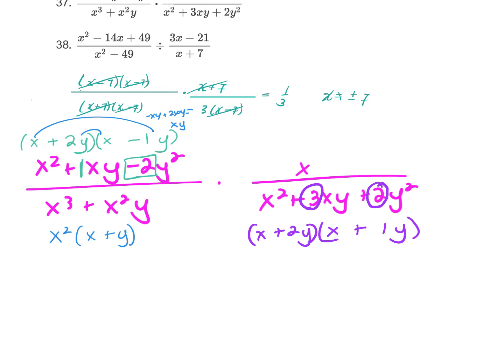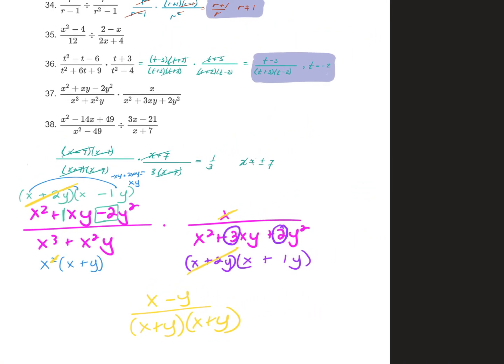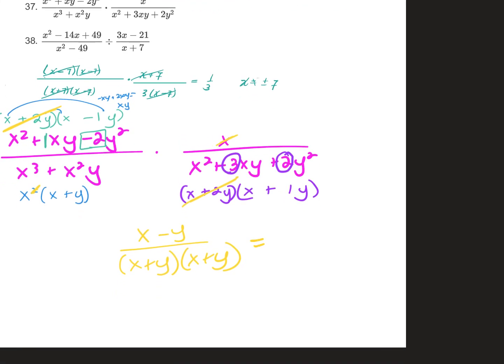So now comes the canceling. I've got an x plus 2y and an x plus 2y. I've got an x and an x squared. And then my numerator has an x minus y. My denominator has an x plus y and an x plus y. So you could either leave it expanded like that, or you could have rewritten it as x minus y over x plus y squared. Just don't FOIL that out. Keep it as it is.